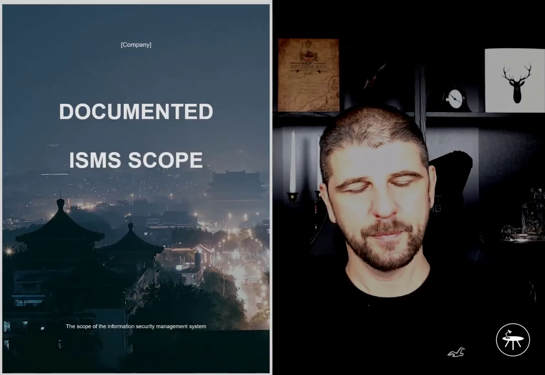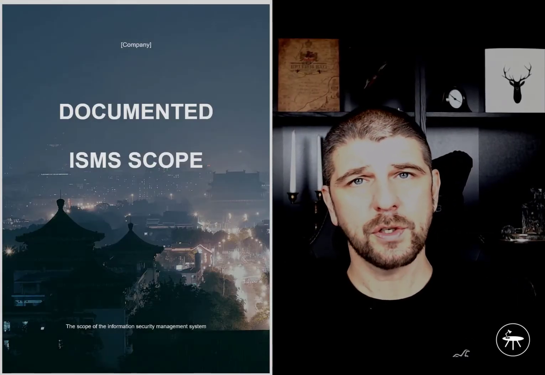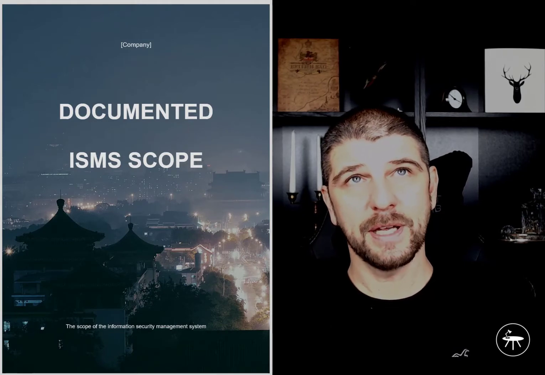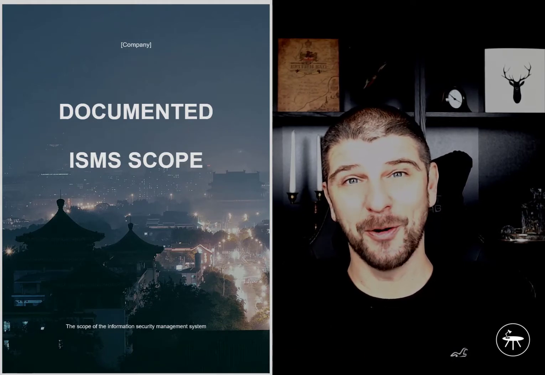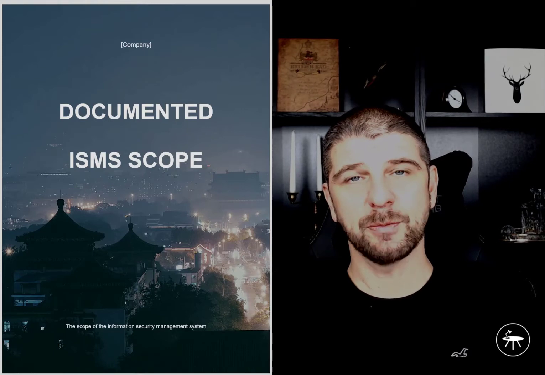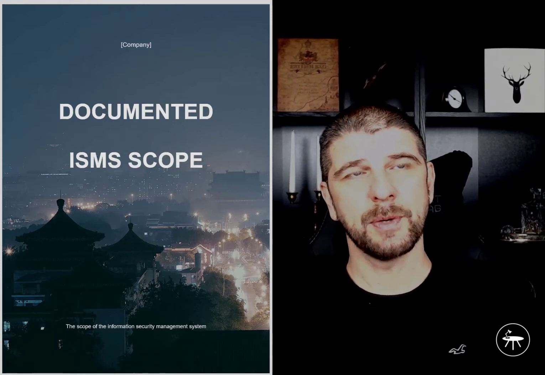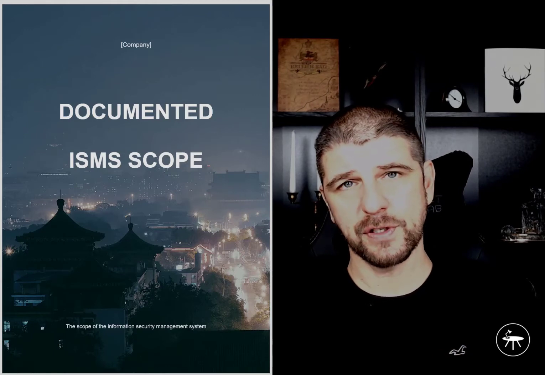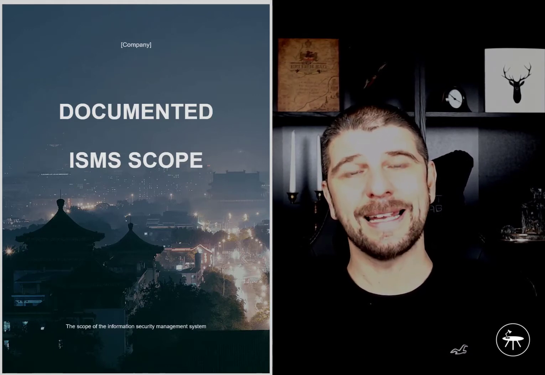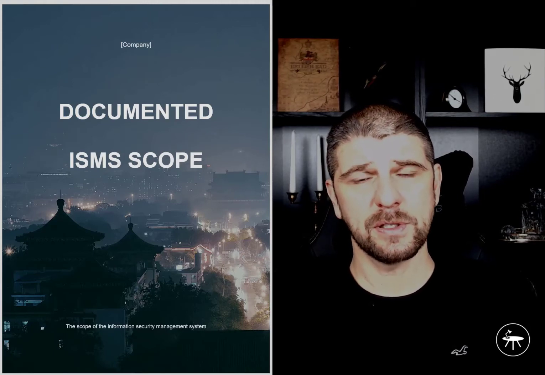The scope document. So the scope document is the document where you document the scope of the information security management system. Specifically, this is used in certifications, but it is a useful document whether you're going for certification or not, to clearly articulate what is in and out of scope for the information security management system.